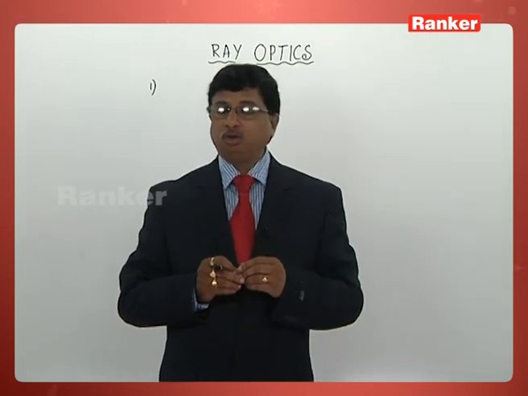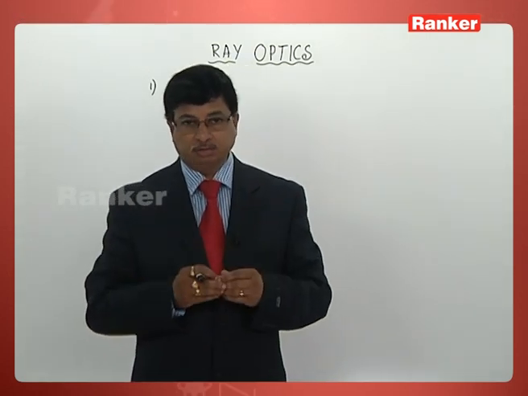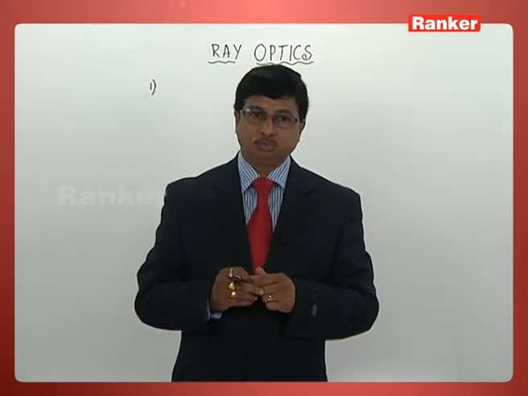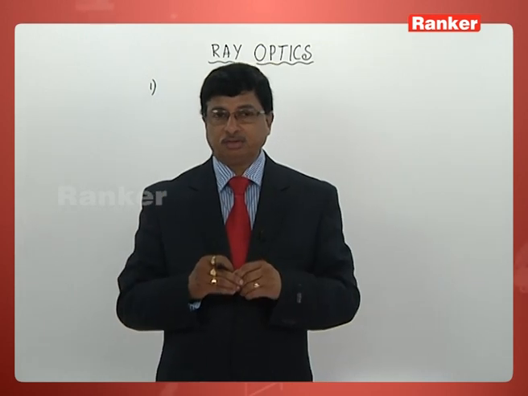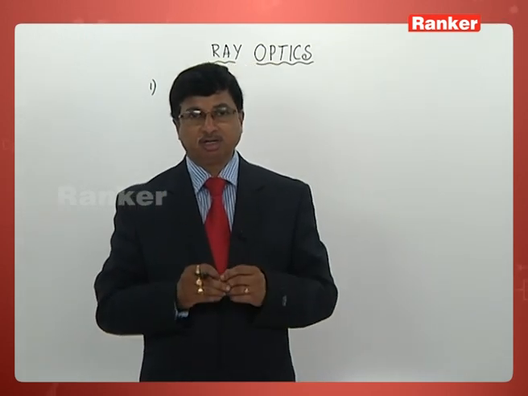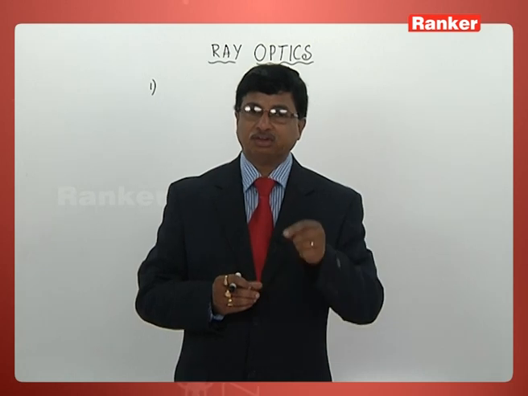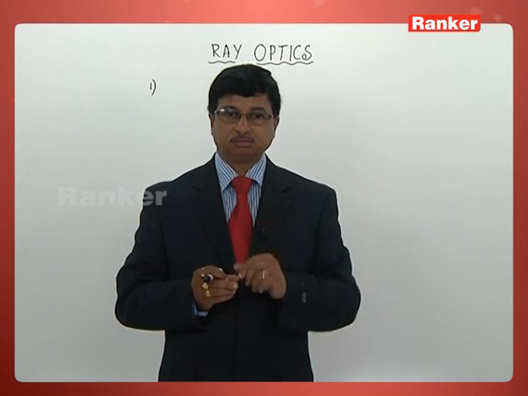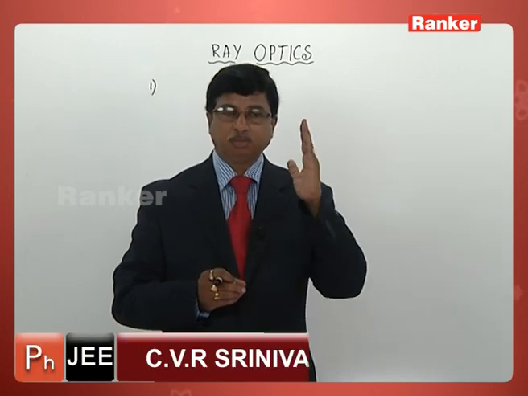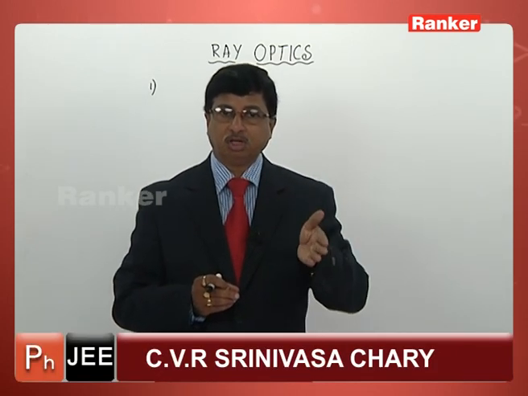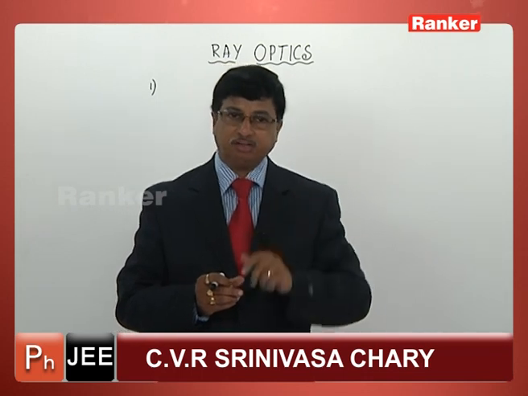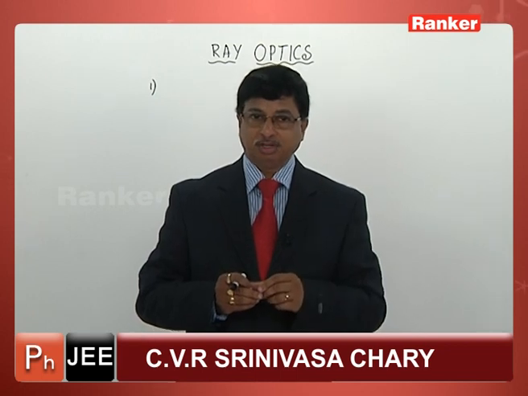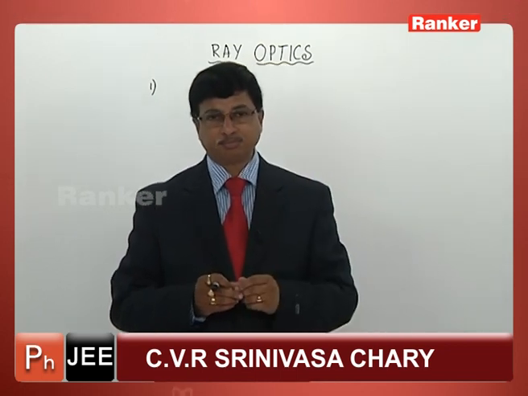Another point to be noted as far as convention is concerned: all the distances above the principal axis are taken positive. All the distances below the principal axis are to be taken negative. Distance in this particular sense is nothing other than height. Suppose an object is placed, that definitely will be placed on the principal axis. Above the principal axis you will be finding its size. So the size of that object, when you consider it, that value should be taken positive.